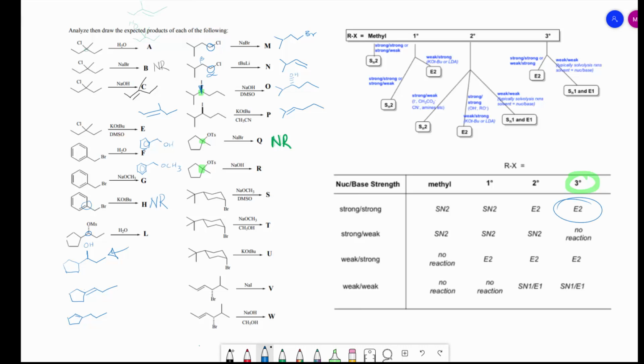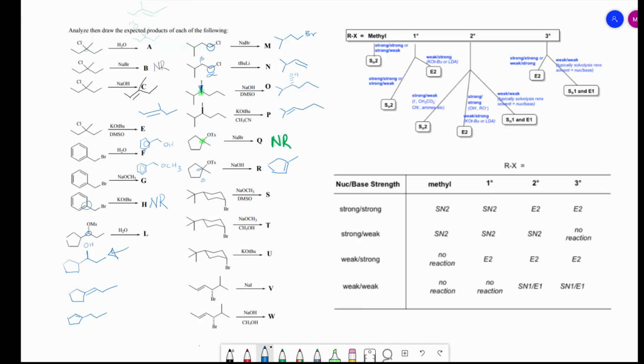And it's going to be E2 because, regardless of what solvent it is, when you have a tertiary alkyl halide with a strong base, it's E2. So our E2 reaction mechanism produces a product that puts a new double bond between the alpha carbon and the beta carbon that has the most substitution.